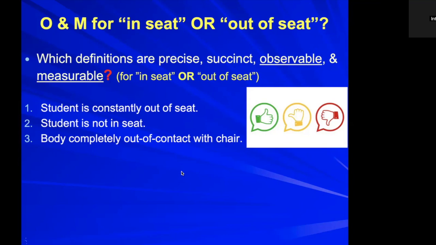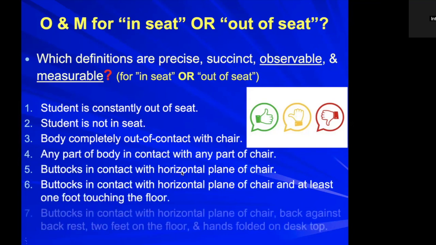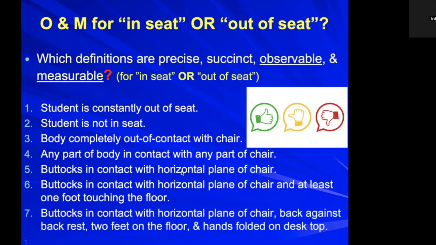I think that's a pretty good definition there, that there is no contact between the student and the chair. If that occurs, then the student meets our definition for being out of seat. And how about these remaining ones regarding the seating? Are they all looking good to you? Do some not meet the criteria?